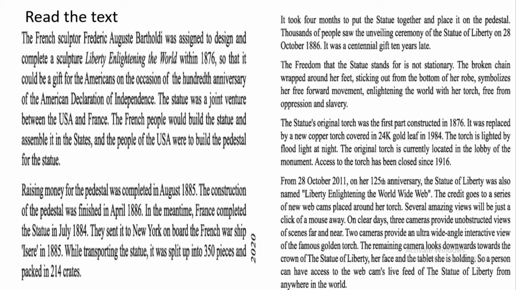The statue's original torch was the first part constructed in 1876. It was replaced by a new copper torch covered in 24K gold leaf in 1984. The torch is lighted by floodlight at night. The original torch is currently located in the lobby of the monument. Access to the torch has been closed since 1916. Here you see, 24K gold means 24 karat gold.